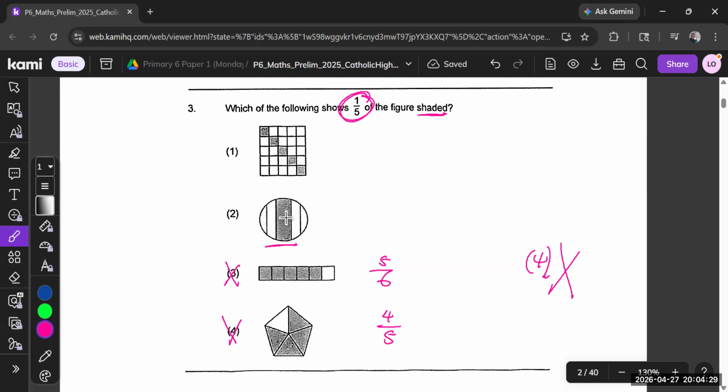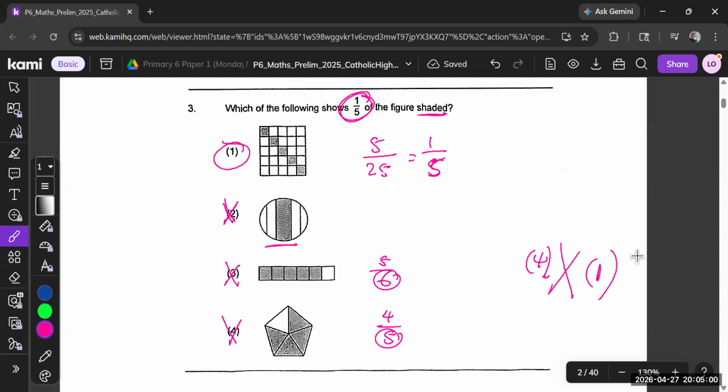Number 2, the parts are all different. So you can't even write as a fraction. Because when you write as a fraction, the denominator must be all equal. The parts must all look the same. Cannot be different. Number 2 is different. So number 2 is out. Number 1, there are total 25 squares. And 5 squares are shaded. And then you get your simplest form. So you divide by 5 and 25 divided by 5. And that's how you get 1/5 of the figure shaded, which is number 1. Okay, so the answer is number 1.